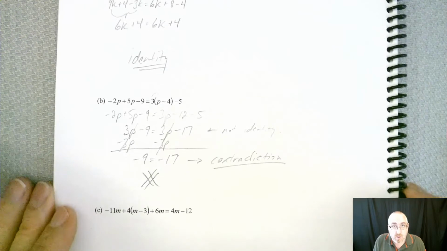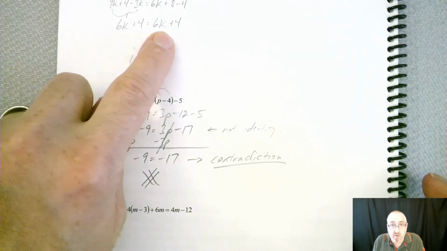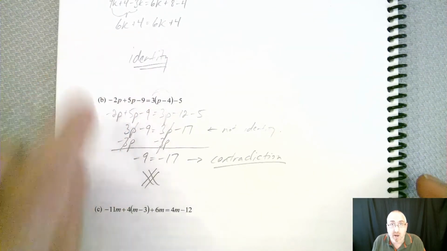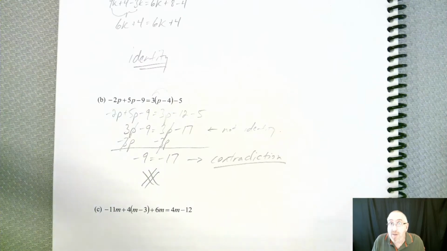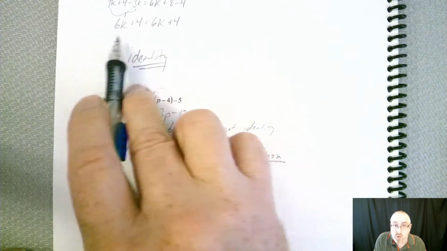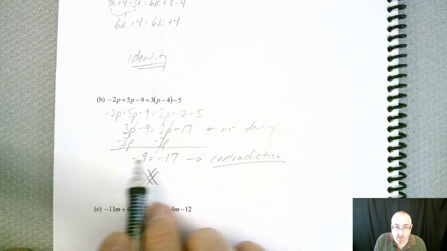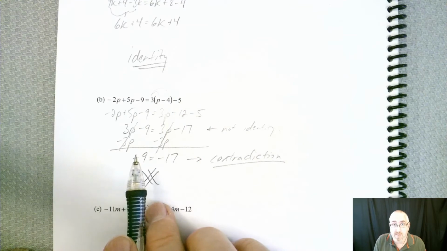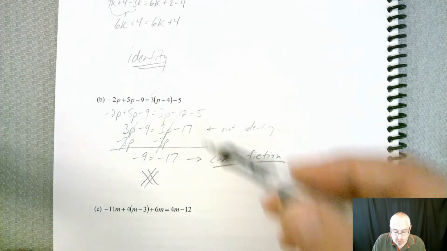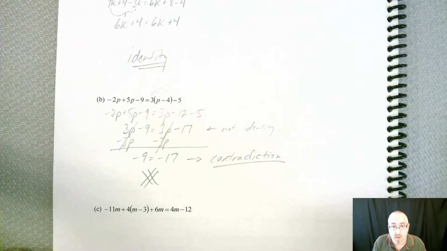In the previous case, we could have subtracted 6k from both sides and we would have got 4 equals 4. That's always going to be true no matter what. So that's another way you can show it's an identity. So the variables do cancel out there, but they also cancel out in a contradiction. So just be careful. That's the only difference between those two.